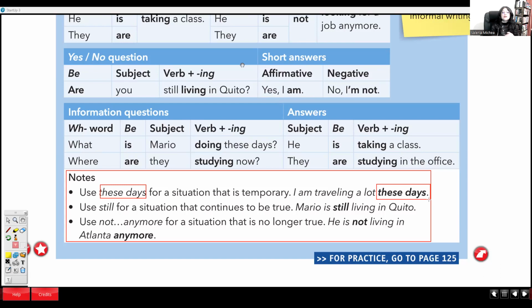These days I'm living in Quito. These days I am taking classes, etc. That's how we use the expression "these days."